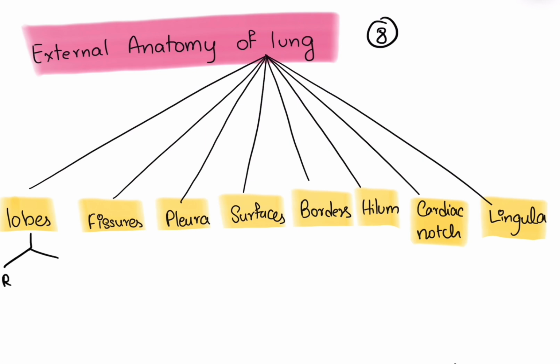Lobes are present in both the lungs. Right lung has three lobes and left lung has two lobes. If there are three and two lobes in right and left lung respectively, then the fissure separating it will be one minus that. So two fissures in the right lung and one fissure in the left lung.